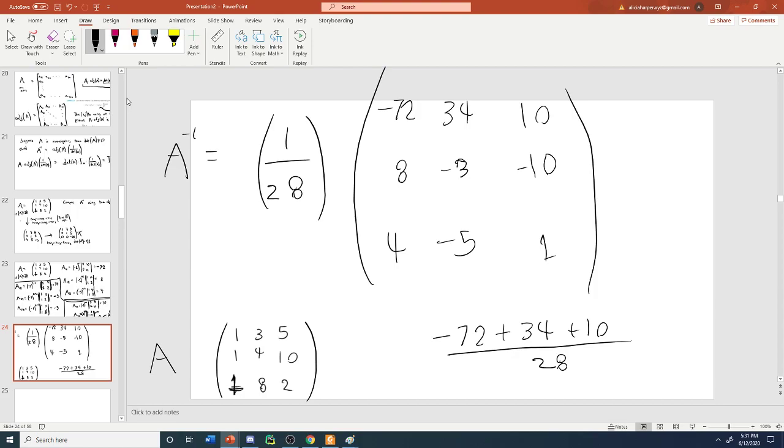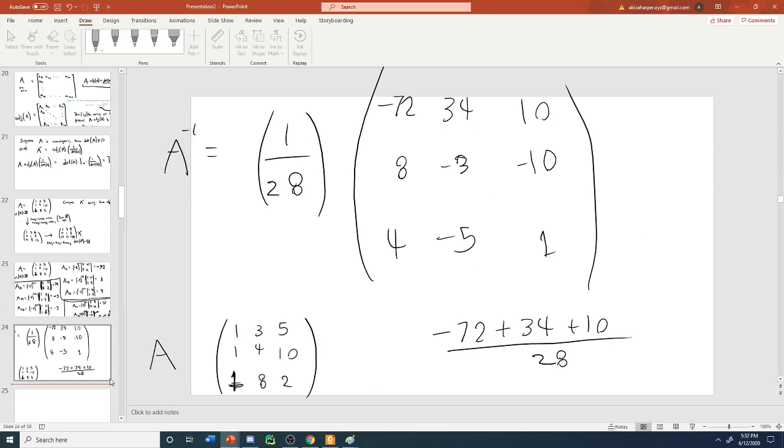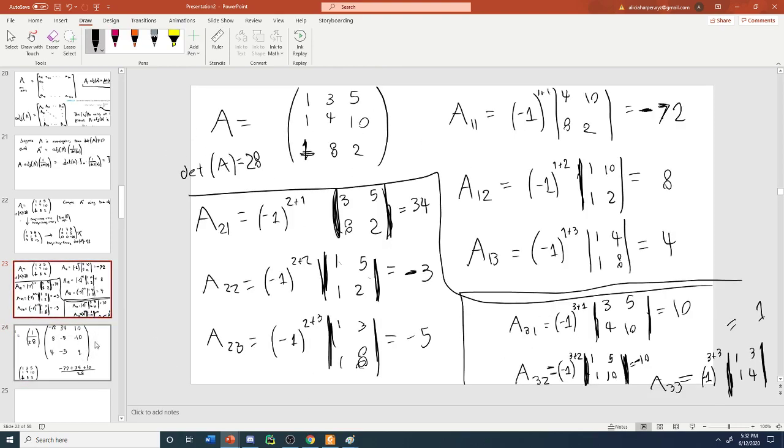Is this correct? So maybe there's something off in my calculations. Either way, I'm going to take a brief break and I will come back in a little bit and I'll pick up with this example and continue on and show some more applications of the determinant.